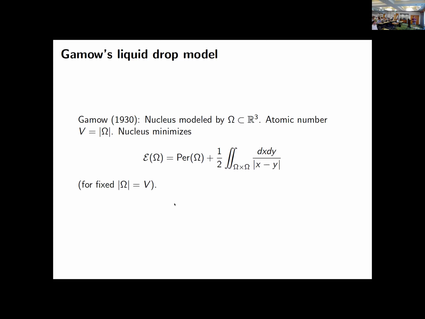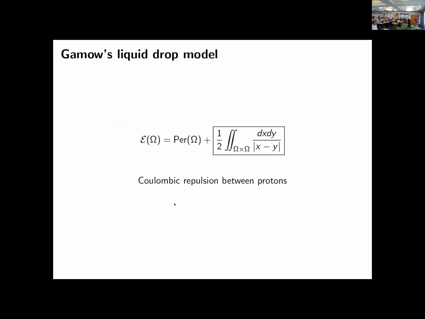Then the prediction by Gamow is that it should be a good approximation of the nucleus. So you fix the atomic number, and you try to find the set omega minimizing this functional.